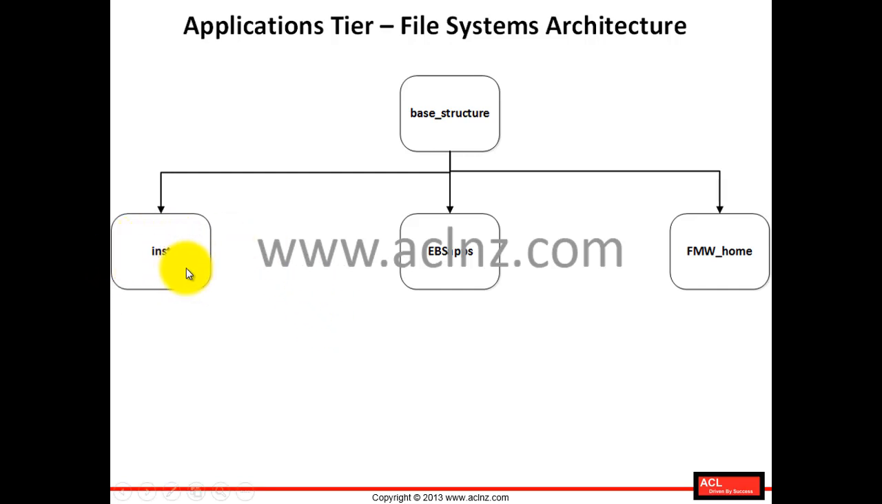One includes INST, second EBS apps, and FMW home. This lies under the directory in which you install the entire eBusiness Suite 12.2. Usually this directory, I use it as U01 for installation, and within that you will find all this.